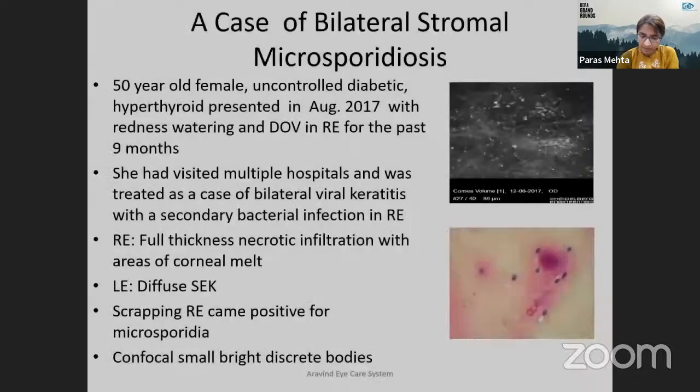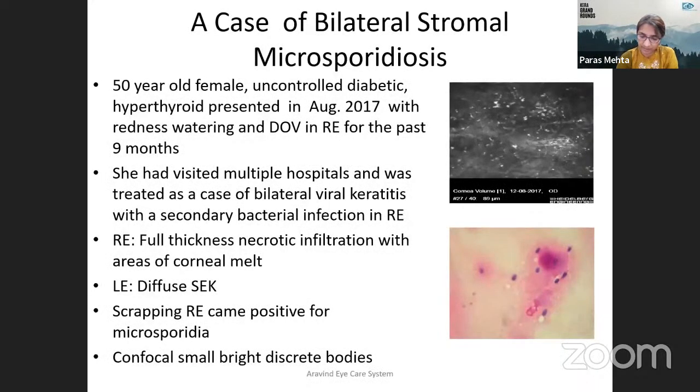Good evening. Today I'll be presenting a case of bilateral stromal microsporidiosis. A 50-year-old female, uncontrolled diabetic, hyperthyroid, presented in August 2017 with redness, watering and diminution of vision in the right eye for the past 9 months. She had visited multiple hospitals and was treated as a case of bilateral viral keratitis with a secondary bacterial infection in her right eye. On examination, the right eye showed full thickness necrotic infiltration with areas of corneal melt. The left eye showed diffuse subepithelial keratitis.